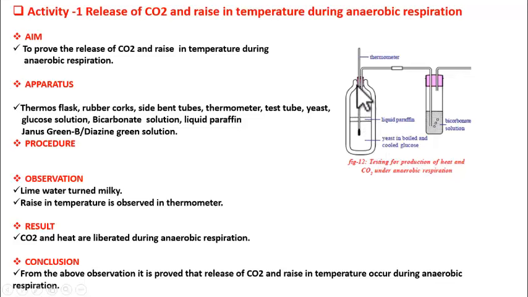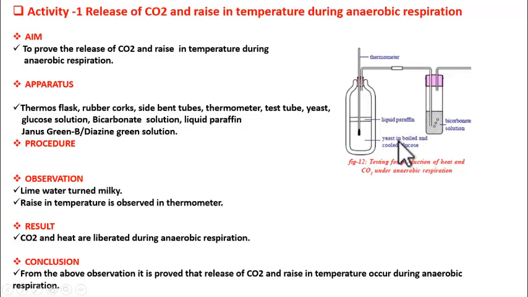Now what you have to do is take the double hole rubber cork, put it to the thermos flask, and through one hole insert the thermometer, and in another hole you insert the side bent tube. See that the end of this side bent tube is dipped in lime water or bicarbonate solution taken in a test tube. Also fix one more side bent tube to the test tube for the exhaustion of excessive gases. Okay, so after making this arrangement, leave this setup for a few hours.